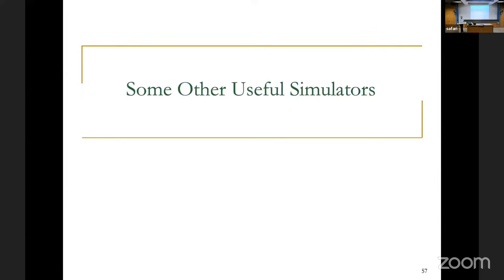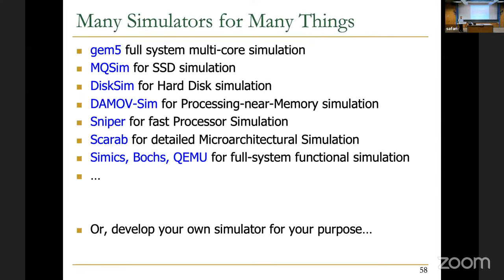There are some other useful simulators that we have. Here are some of them, but the list is not complete for sure. gem5 is, as I said, a full system multi-core simulator that has been used a lot. It also has different modes. It can be heavily full system, which is very slow, but it can also be not that full system, which is faster. But essentially, gem5 is to simulate multi-core systems.